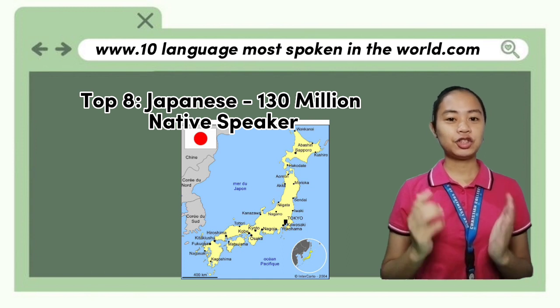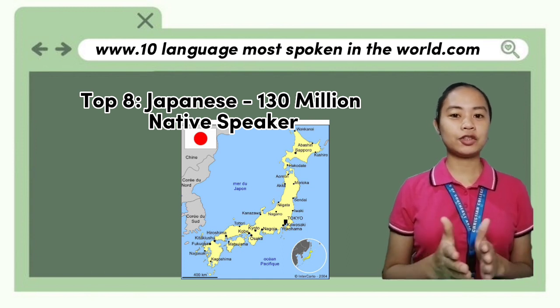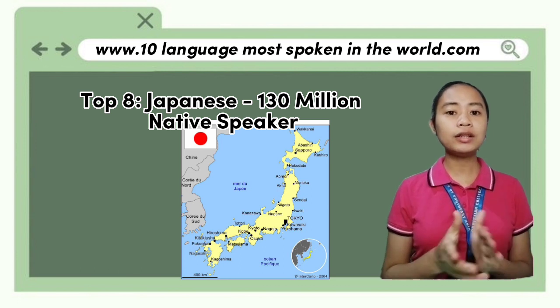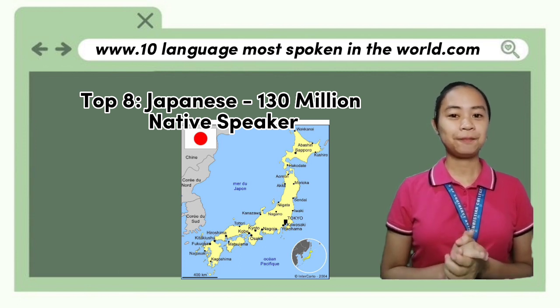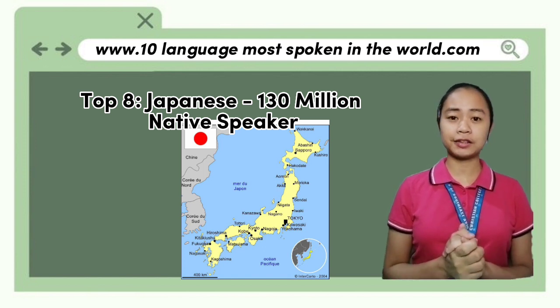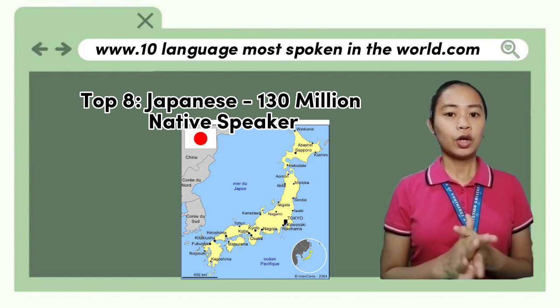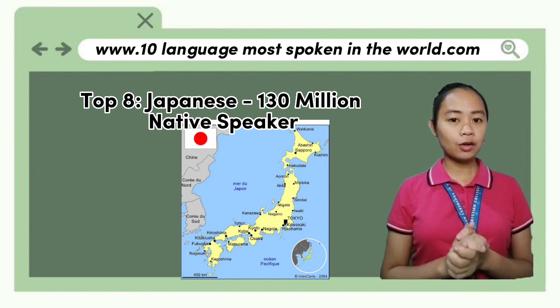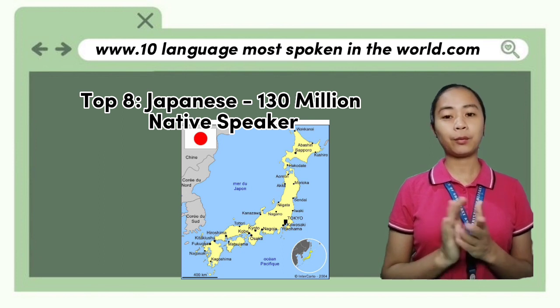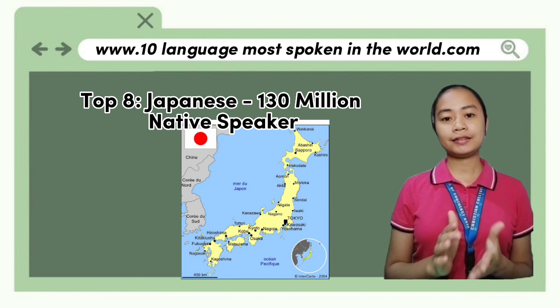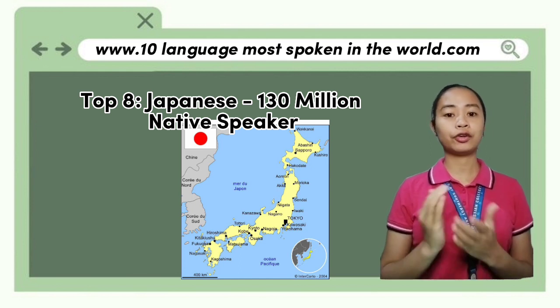Top 8. Japanese. This language is considered an isolate because it is only spoken in one country, Japan, with about 130 million speakers. It is a language which has thousands of onomatopoeia, which are sounds represented by words. These words have been useful for Japanese comics and also for manga.